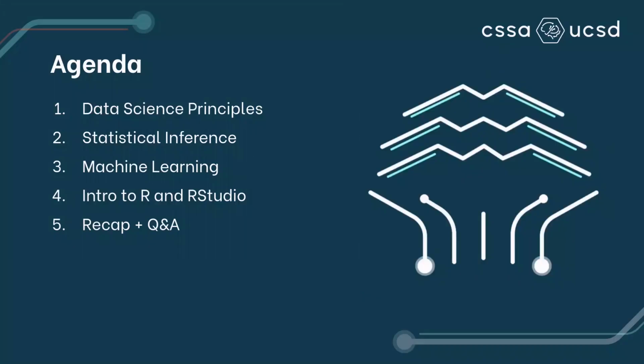So, what are we doing today? Today, we'll be going over some basic data science principles, which will allow you to perform statistical inferences. From there, we will move on to an overview of machine learning, and then the fun part, we'll be working with R and R Studio to perform regressions. And then at the end, we can do a quick recap, a quick review of what we covered in the workshop, and then we're going to have a Q&A. Go ahead and ask any questions regarding R, regarding our regressions, regarding anything we did today, or anything within CSSA or UCSD as well.